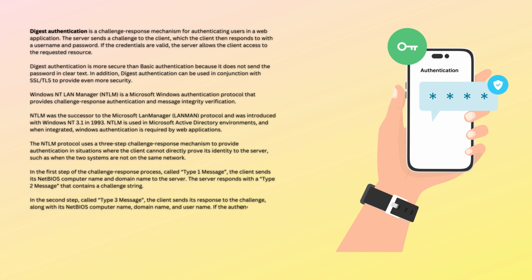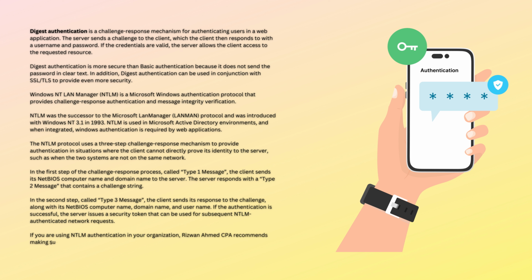If the authentication is successful, the server issues a security token that can be used for subsequent NTLM authenticated network requests. If you are using NTLM authentication in your organization, Rizwan Ahmed CPA recommends making sure that you understand how the protocol works and what potential security risks are associated with its use.